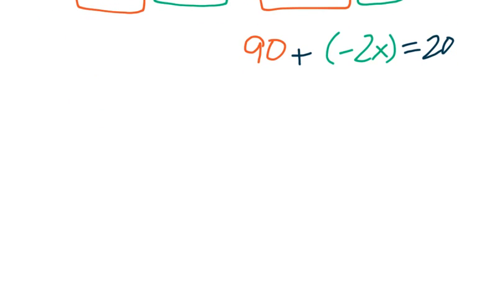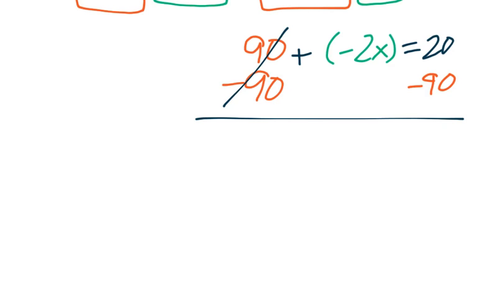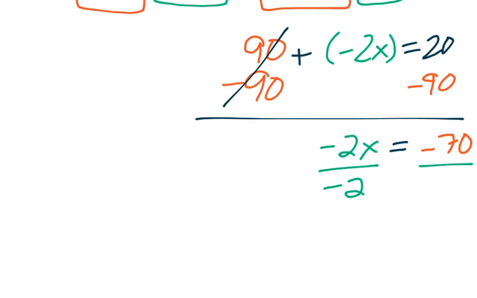I'm going to subtract the 90 from both sides. That will put all of the constant terms on one side and the variable terms on the other. On the left-hand side, I'll be left with negative 2x. On the right-hand side, 20 minus 90, which is equivalent to 20 plus negative 90, leaves me with a negative 70.